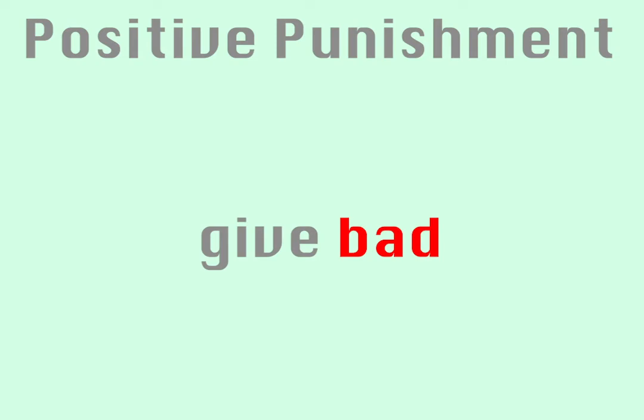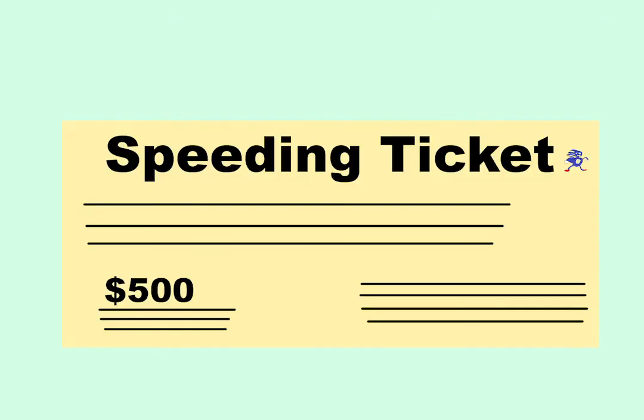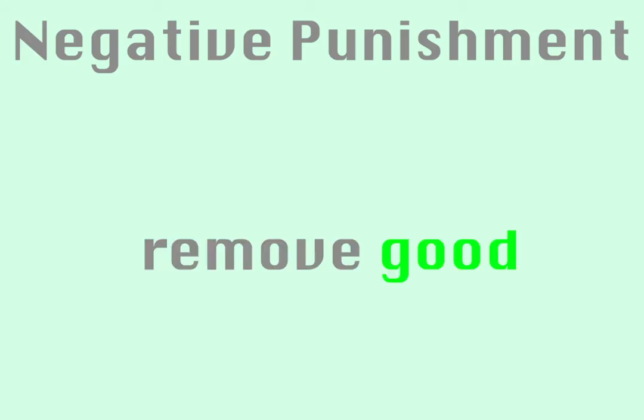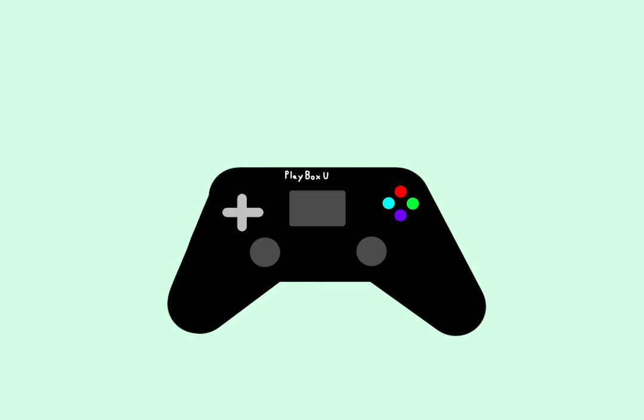Positive punishment, which is when you are given something bad. For example, when you speed, you are punished by getting a speeding ticket. And negative punishment, which is when something good is taken away. For example, when video game privileges are taken away from a child.